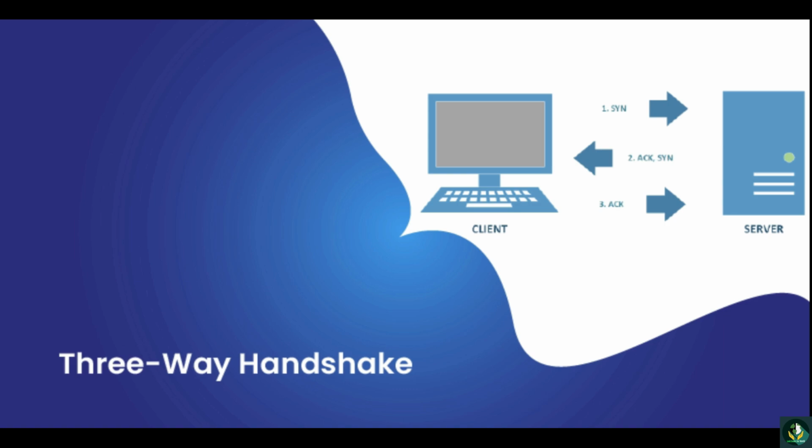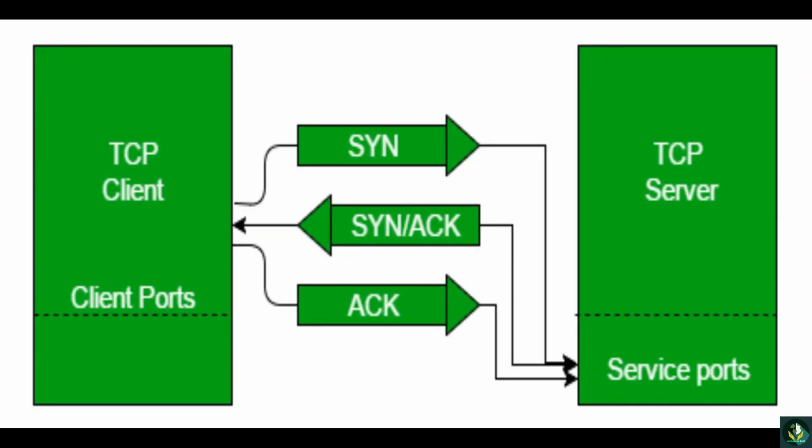Hello there. So what is a three-way handshake? A three-way handshake, or TCP three-way handshake, is a process which is used in a TCP/IP network to make a connection. So here are the TCP client ports and TCP server ports. It's actually SYN, SYN-ACK, and ACK. It is a three-step process that requires both the client and server to exchange.